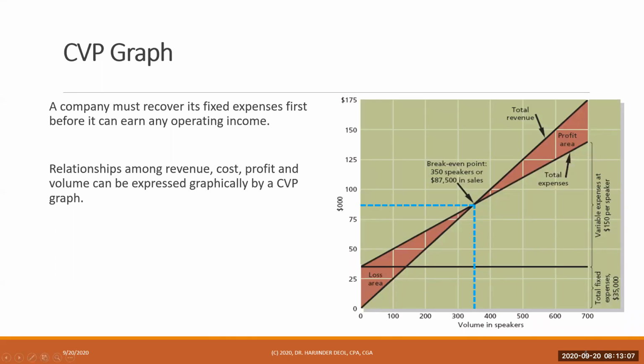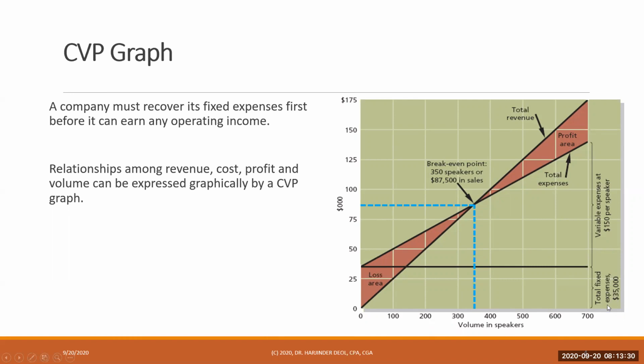On the horizontal axis, we have the volume. That's the quantity of products sold. On the vertical axis, we have costs and revenues, and the difference between costs and revenues, of course, is profits. These are all the dollar figures.